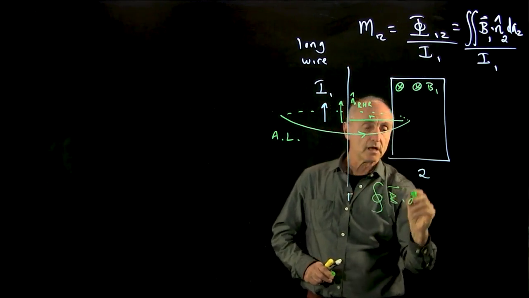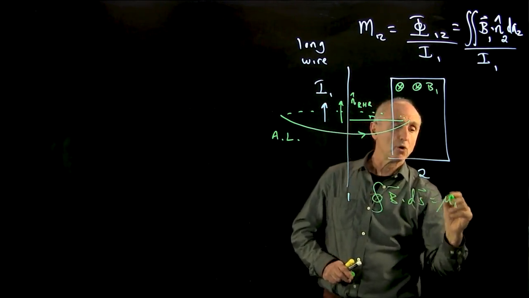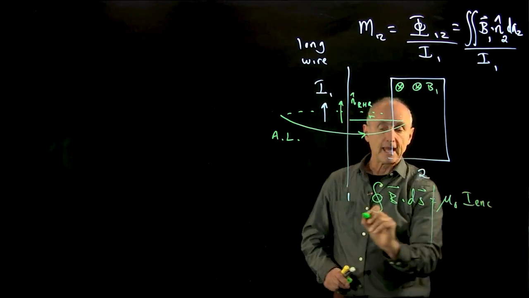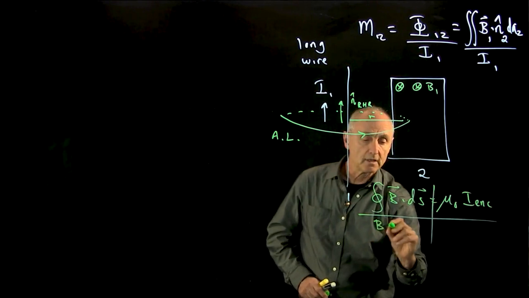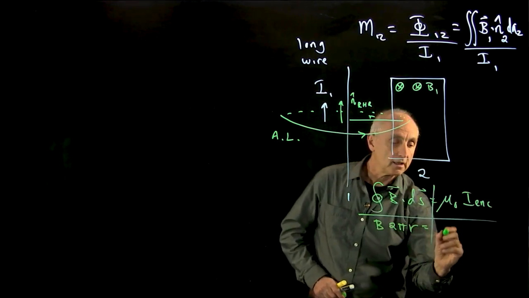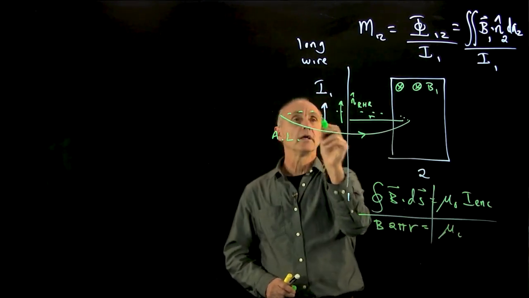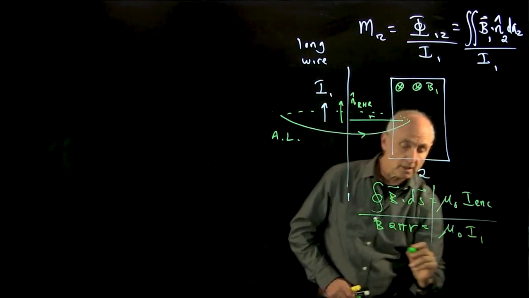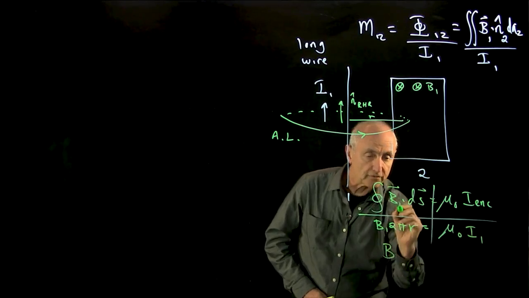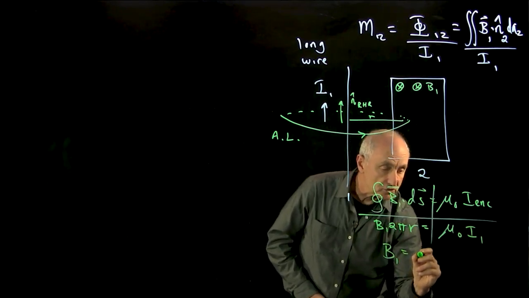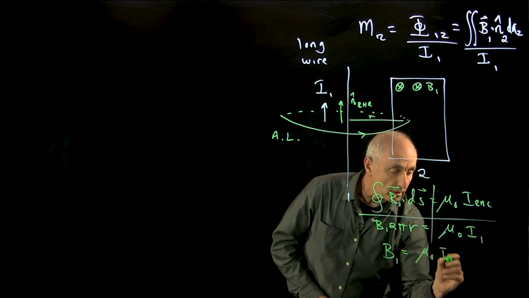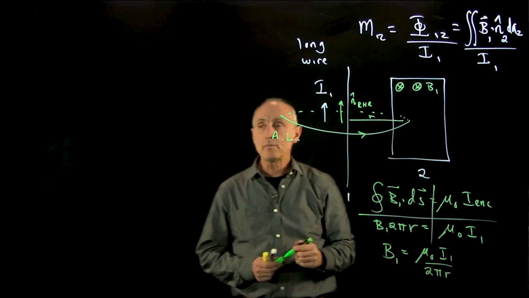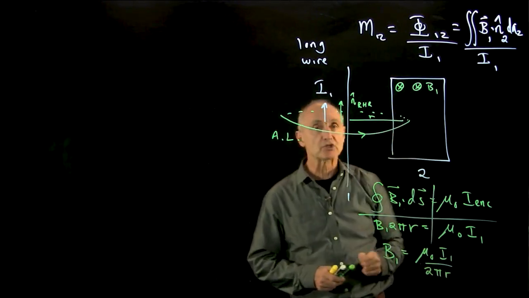And I have the integral of B dot ds equals mu naught I enclosed. Here we have B times 2 pi r equals mu naught times all the current in this wire that is cutting through, so that's I1. And I get my magnetic field B1 is equal to mu naught I1 over 2 pi r. So I know my magnetic field. It's pointing in the direction like this.